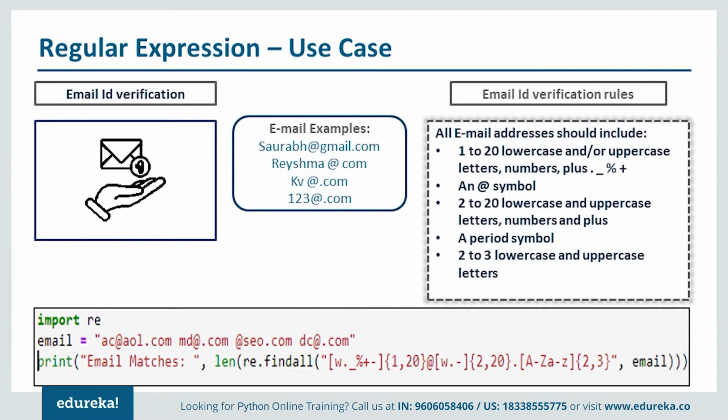Then @ is there. Similarly, the website name can be 2 to 20 characters, but special characters like percentage or plus will not be there. A hyphen can be there in the website name, we can use that. And after that we have com, and then letters with a range of 2 to 3. So this is how you can identify whether the email you are using is valid or not.